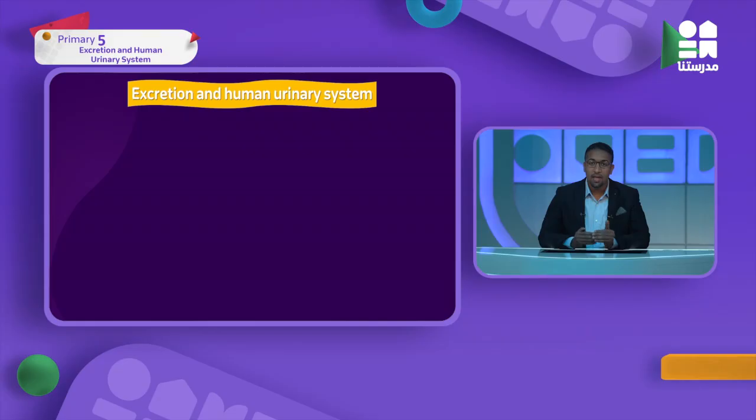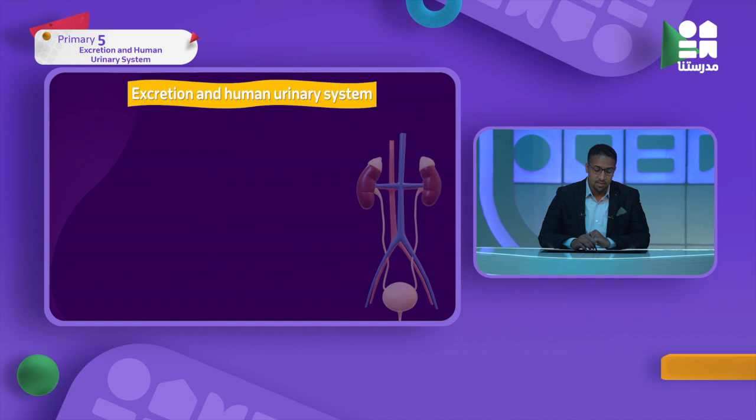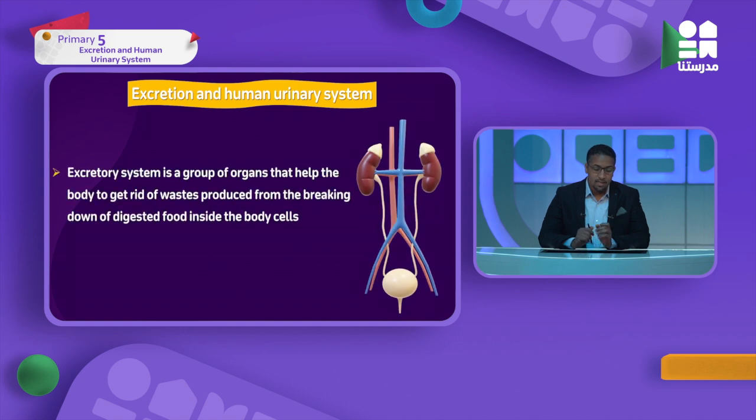طيب كده هنتعلم حاجه، ان في حاجه مهمه جدا الهيومن بودي بيعملها اسمها excretion, and this lesson is about excretion and the human urinary system. So the excretory system is a group of organs that help the body to get rid of wastes produced from the breaking down of digested food inside the body cells.